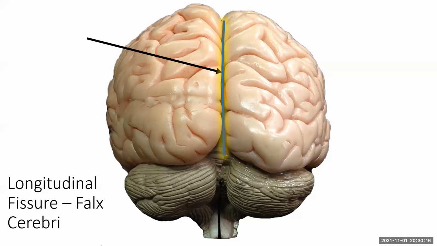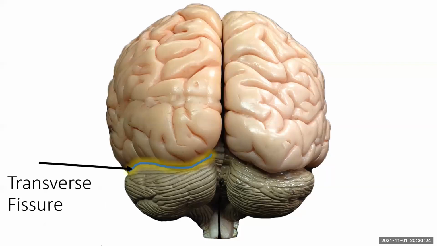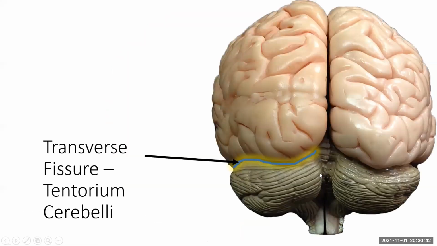It partitions the hemispheres from one another, but it also helps to support the soft tissue of the brain there. Here's the transverse fissure. You can see the space a little bit better over here on the right. So that's that space in between the cerebrum and the cerebellum. That's the transverse fissure. Well, we have the Dura Mater layer that sits in that area. That's called the Tentorium Cerebelli.